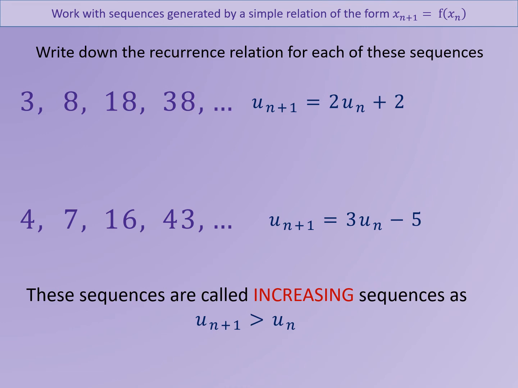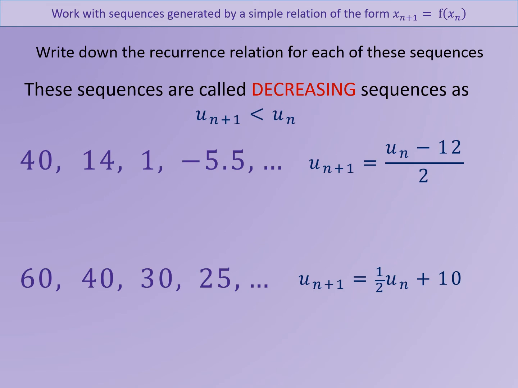These sequences are called increasing sequences. This is because for every term, un plus 1 is always bigger than un. In other words, each term is always bigger than the one before it. These sequences are decreasing because for every term, the next term is always smaller than the one before it. So for example, un plus 1 is always less than un.